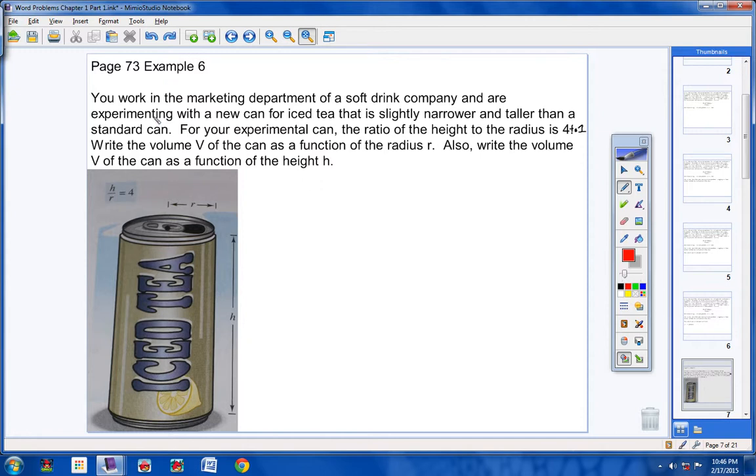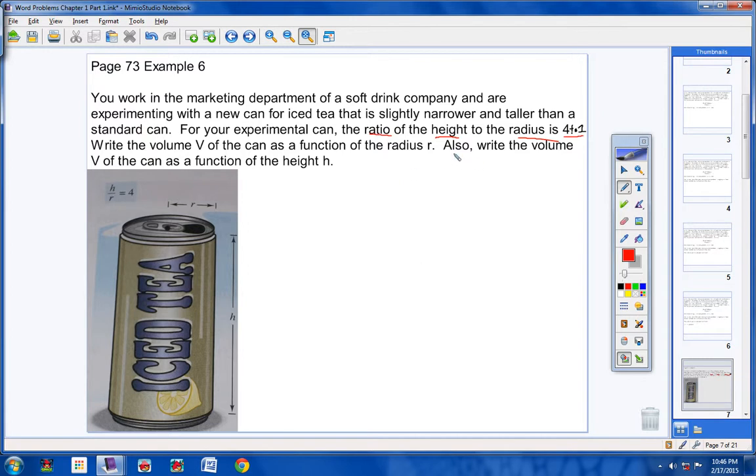Here we go. You work in the marketing department of a soft drink company, and you are experimenting with a new can for iced tea. It is slightly narrower than the old can and taller. For your experimental can, listen to this, the ratio of the height to the radius is 4 to 1. Write the volume V of the can as a function of the radius r.